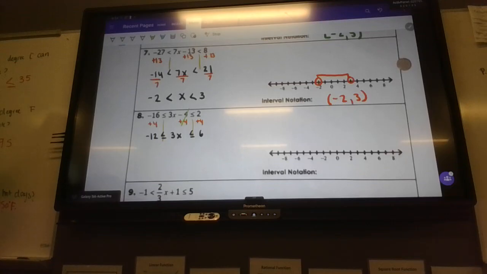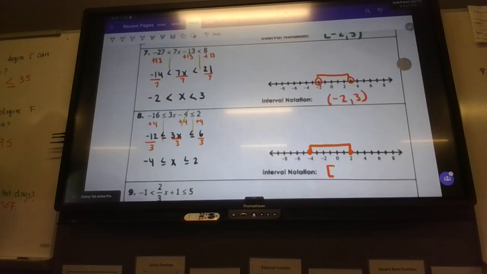Diego, did you add 4 to all 3 parts? What'd you do next? Nice. Divide 3, divide 3, divide 3. -4 is less than or equal to x is less than or equal to 2.